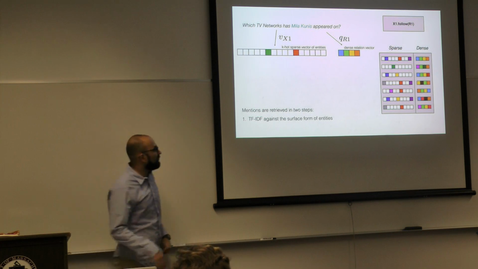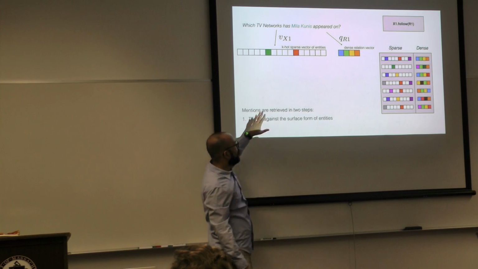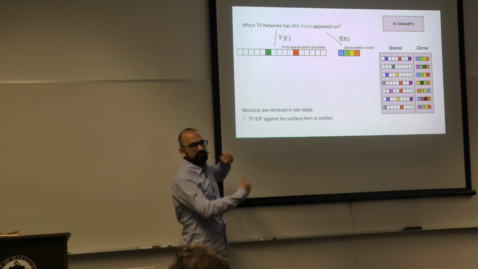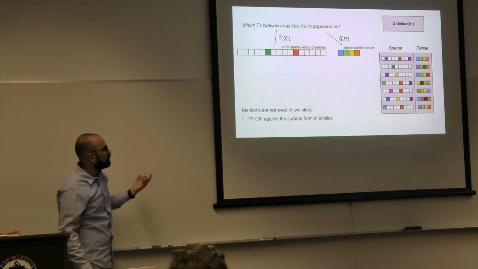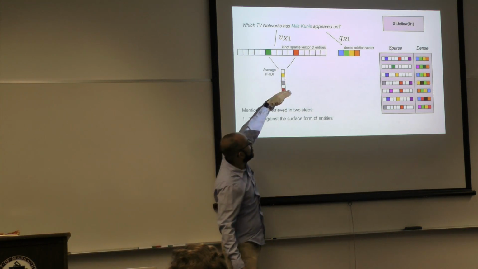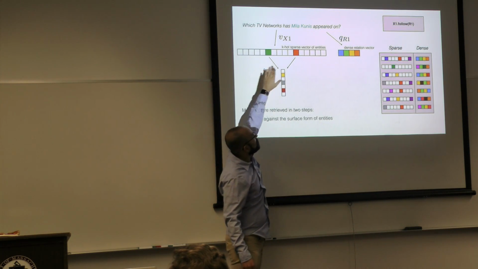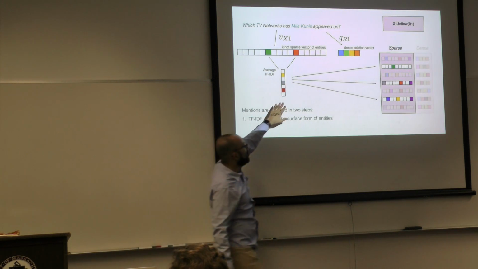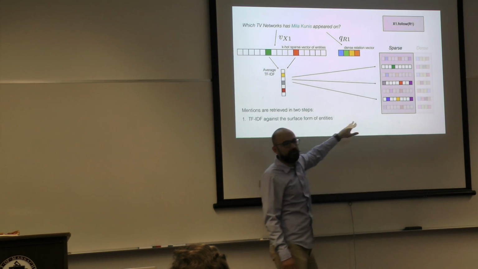And now given this set of entities and this implicit relation represented by that vector, we want to retrieve the mentions from our knowledge base which satisfy this relationship. And for that we proceed in 2 steps. So the first step takes the entities detected in our question and computes an average TF-IDF vector based on the surface form of those entities. And we match that using an inner product to the sparse component of each mention in our knowledge base.